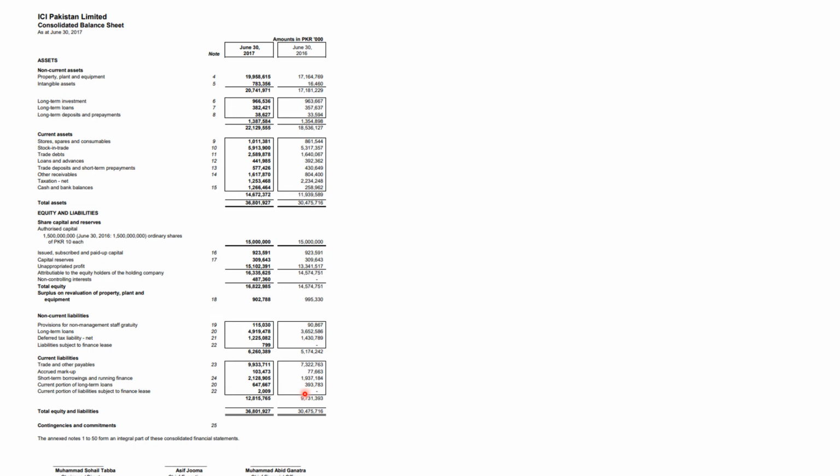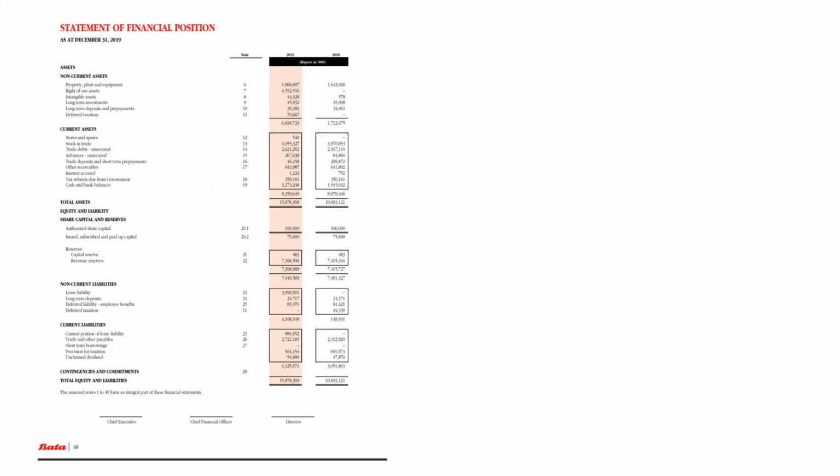For example, this is the statement of financial position of ICI Pakistan Limited, and here we can see that they are using the title of balance sheet for this statement. While this is the balance sheet of Bata Pakistan Limited, and here we can see that they are using the title of statement of financial position.